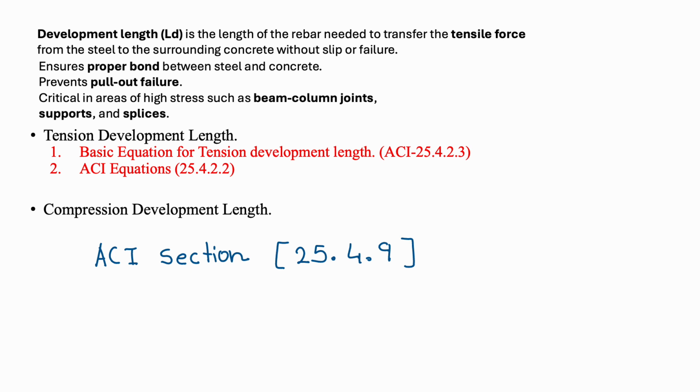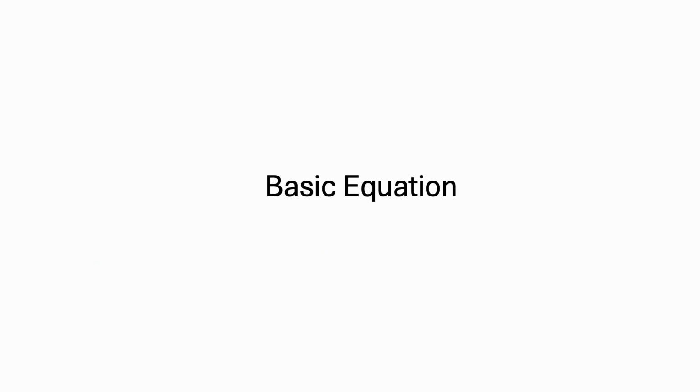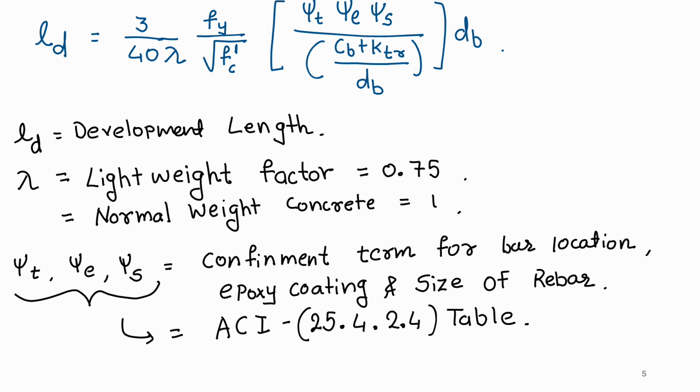Firstly, for tension development length, we have the basic equation using ACI code 25.4.2.3 and the ACI equation 25.4.2.2. Again, we have a compression development length using ACI section 25.4.9. First, we will cover the basic equation, where Ld depends on the type of concrete. If we have normal weight concrete, lambda will be 1. If we have lightweight concrete, then we will use 0.75.